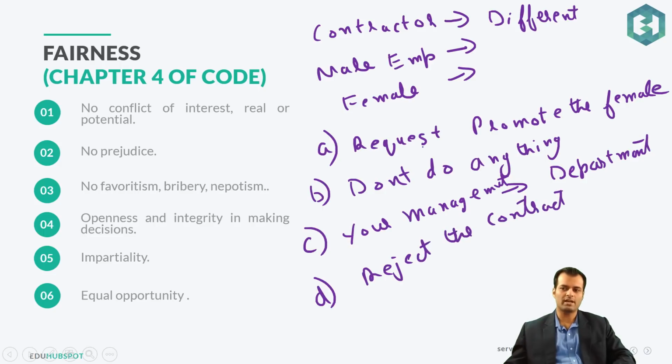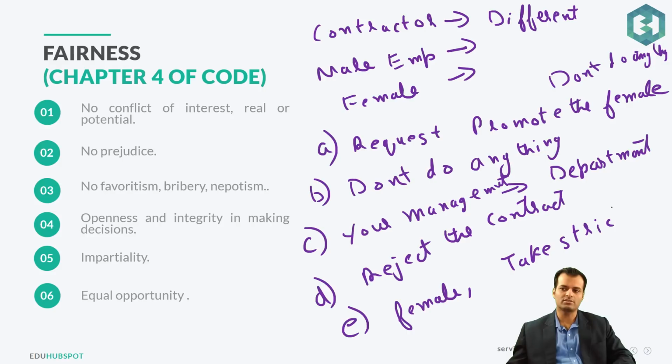And actually I want to correct the first option. The first option was request to promote the female employee, but if they don't, then don't do anything. And there is one more option: request to promote the female employee, and if they don't, then take strict actions about it. And these strict actions, if that means to cancel the contract, you'll go ahead and do that.